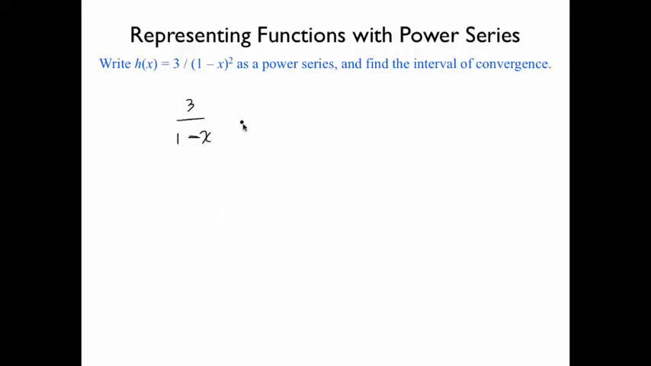What could we do to this to get something like this? Think calculus. What could I do to 3 over 1 minus x to get something like 3 over 1 minus x squared? Think calculus. How does that relate to that, generally speaking? This is kind of like the derivative of this. Do you see that?